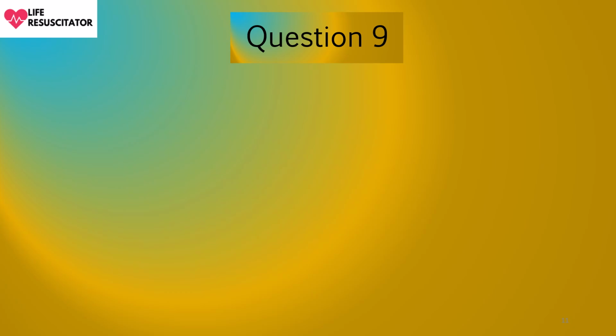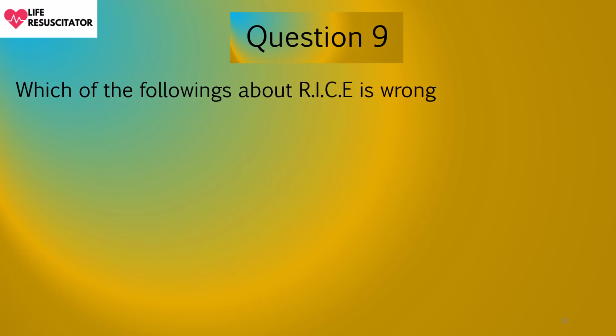Question 9 is here. Which of the following about RICE is wrong? A, Rest. B, Eyes. C, Code. D, Elevation. Which one is wrong in the acronym RICE? Please write your answer down as we go to question 10.